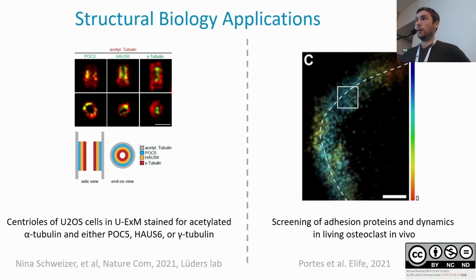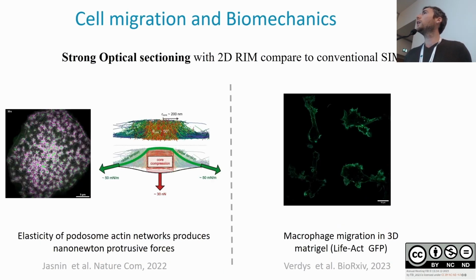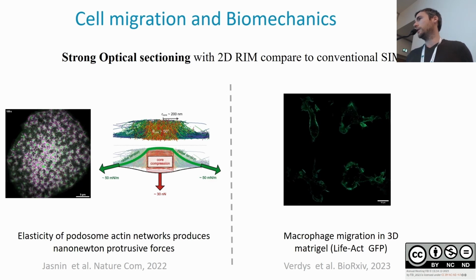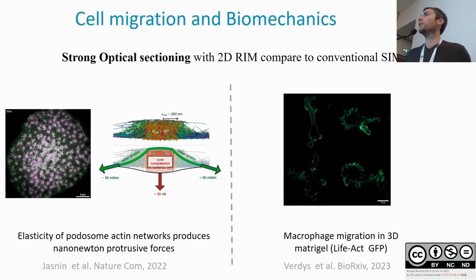Okay, so now there are papers that start to be published using our technique. I want to mention a few of them, just as illustrations. In structural biology, you have here an example on centriole, which was made by a group from Barcelona. They came here to use the microscope. And on the right, you have adhesion in osteoclast, in living osteoclast. You have an example with, again, cell migration, the macrophage, and the podosome.